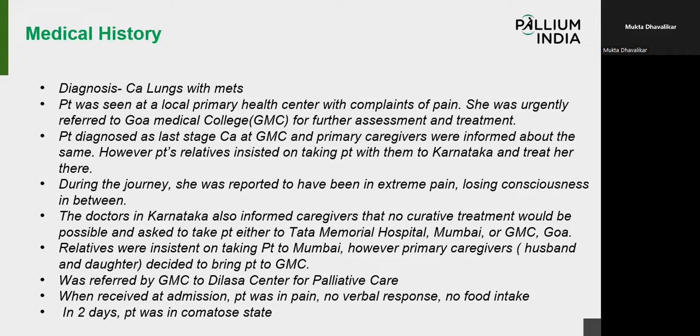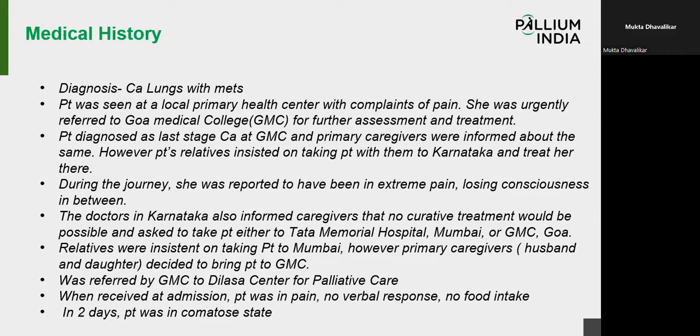There she was diagnosed with last stage CA, and the primary caregivers, that is her husband and her daughter, were informed about this. But the patient's relatives insisted that they would take the patient with them to Karnataka, which is their native place, and treat her over there. During the journey to Karnataka, she was reported to have been in extreme pain. She was losing consciousness in between, and she was in a lot of distress. But she was still taken to Karnataka.